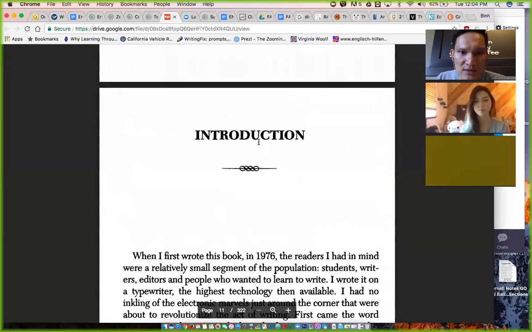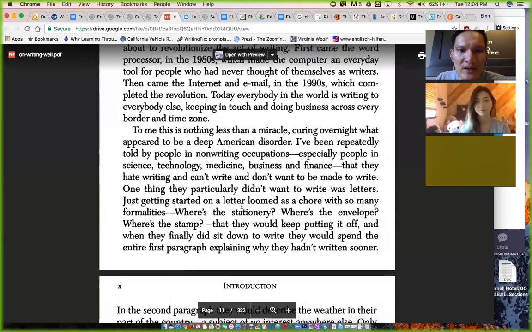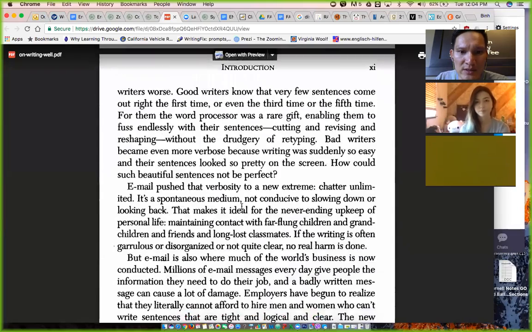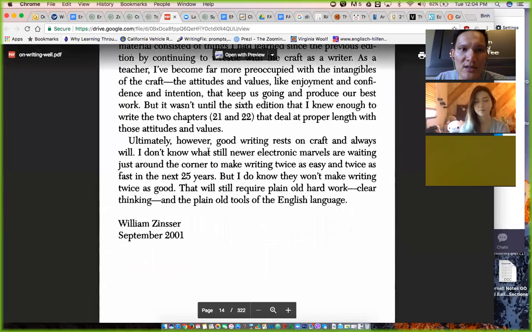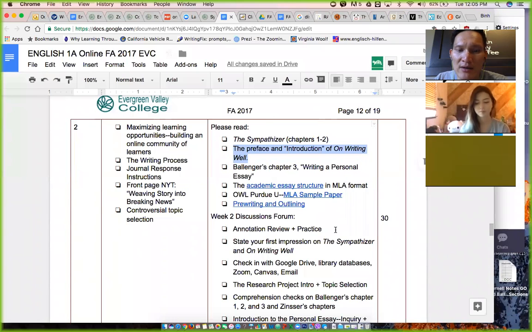So this is the introduction right here. Please read this. 1, 2, 3, 4. So roughly about 4 pages. Reading the introduction will give you some background knowledge of the book and of Zinsser's purposes of writing this book called On Writing Well.